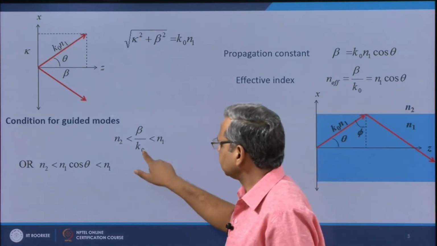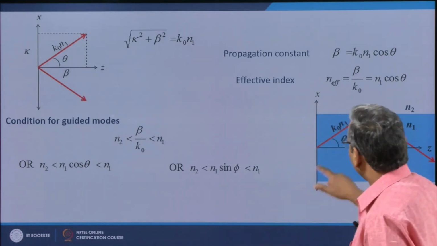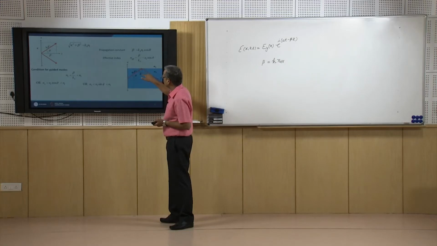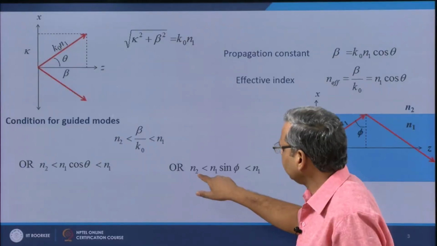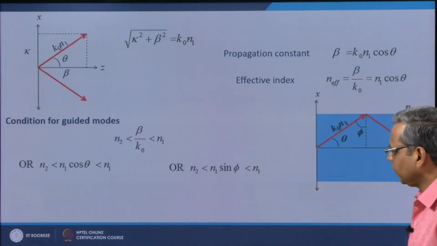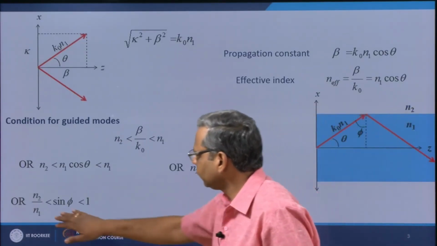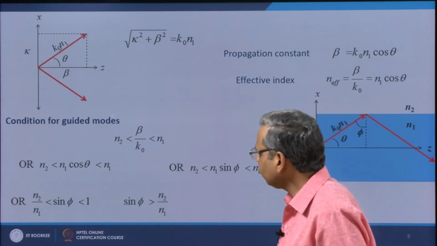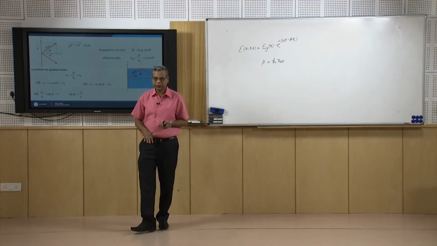So, if I replace beta over k naught by N1 cos theta, then this cos theta is nothing but sin phi, if phi is the angle which the plane wave makes with the normal to the interface of the N1 and N2 regions. Then N2 is less than N1 sin phi, which is less than N1. Let me divide the whole thing by N1. This gives me N2 over N1 is smaller than sin phi, which is smaller than 1, or sin phi is greater than N2 over N1. This is nothing but the condition for total internal reflection.